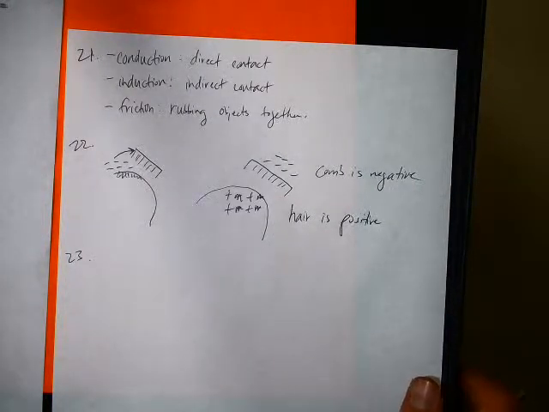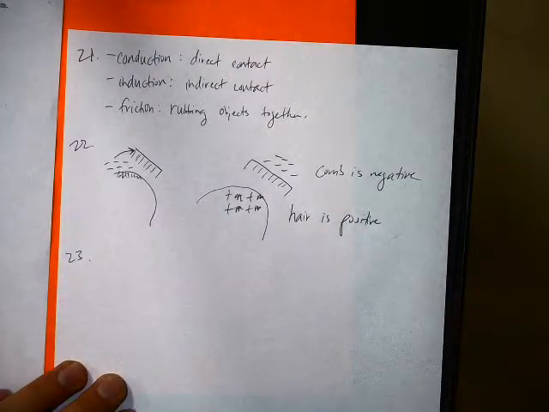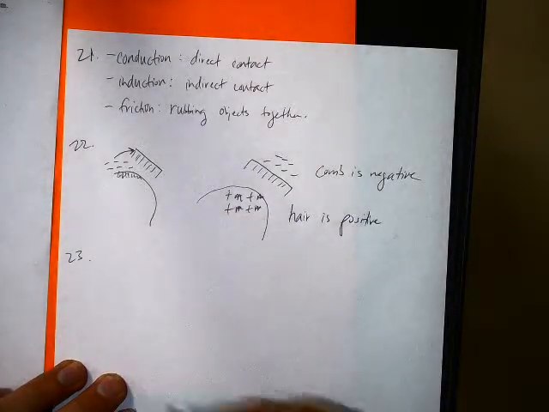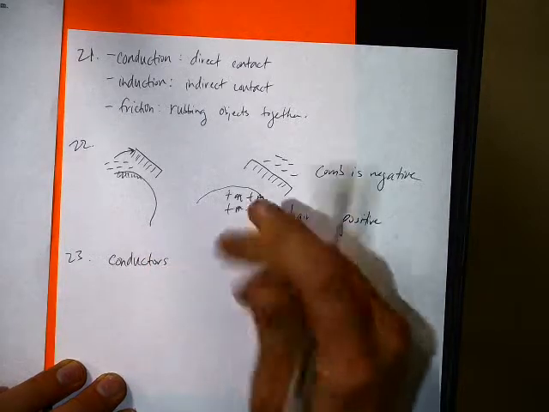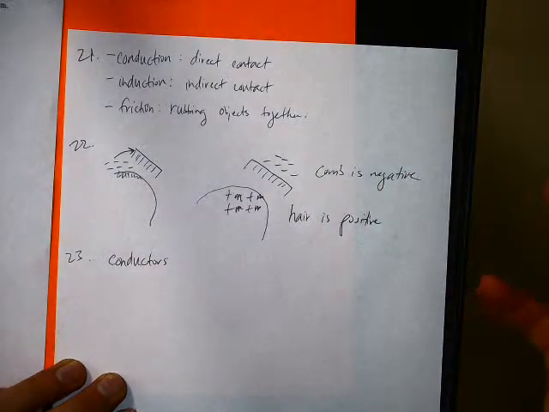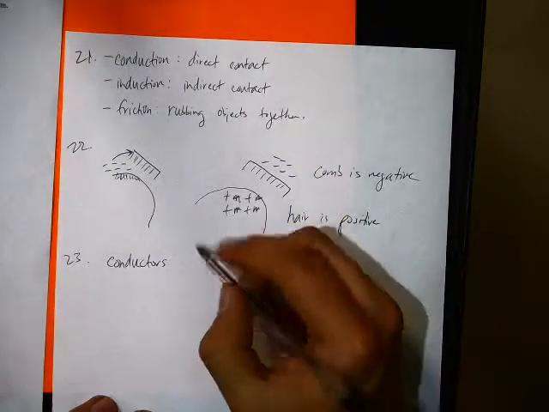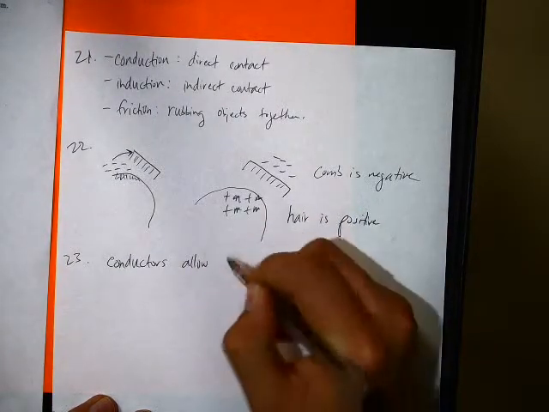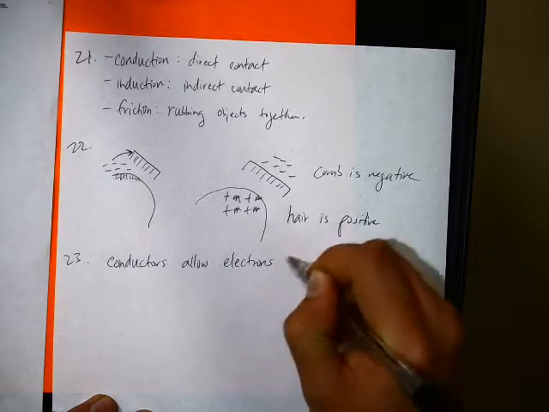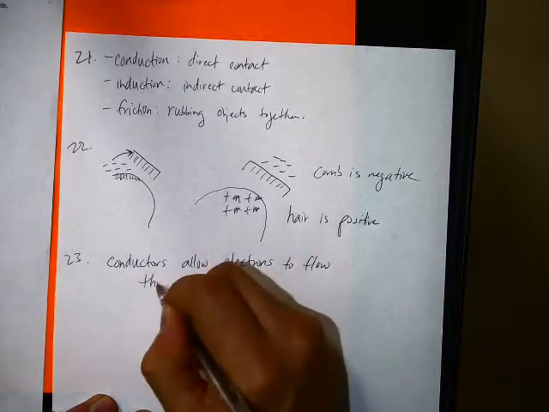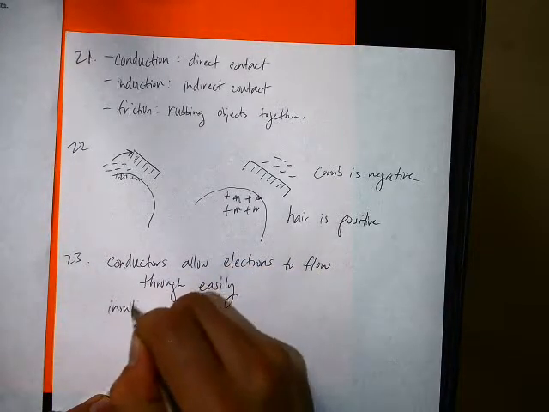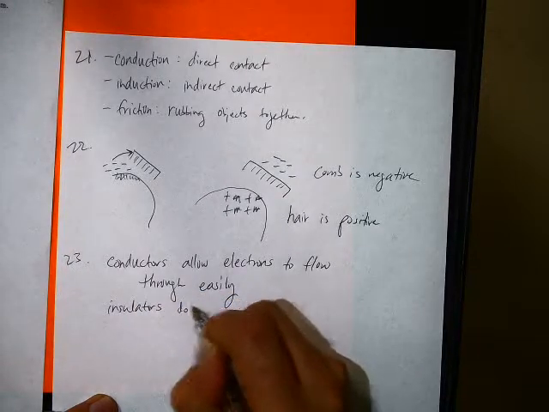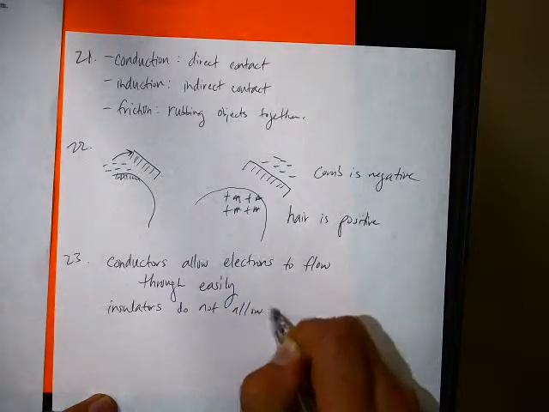What is the difference between a conductor and an insulator? An electrical conductor and an electrical insulator. So an electrical conductor allows electricity to flow through. By electricity, I mean electrons, excuse me. So conductors, basically the electron configuration, the atomic structure of it, allows for electrons to flow through it very easily. Or they can move around, I guess you could say. Whereas insulators do not allow electrons to flow.